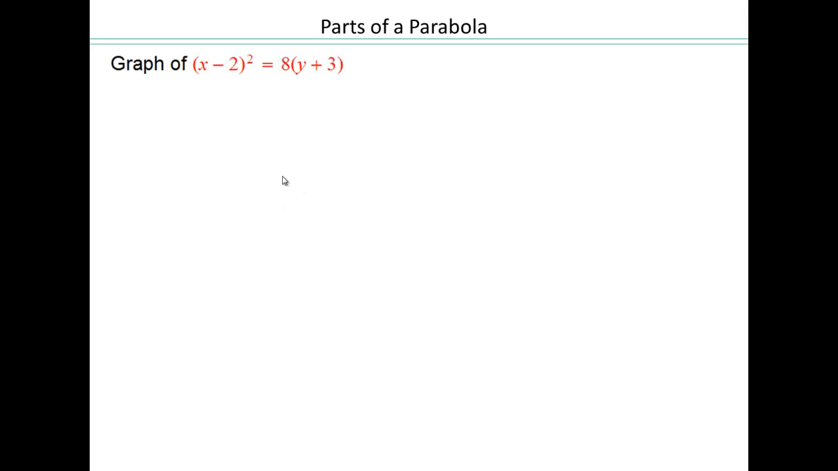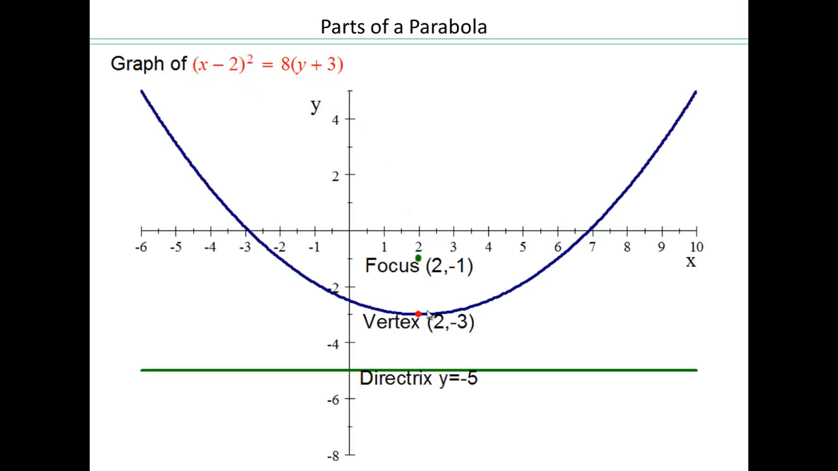All right, let's take an example and look at all the different parts of a parabola from this equation that we have. (x - 2)² = 8(y + 3). This is already in the right format, so we can extract our vertex. The x coordinate for the vertex will be 2, and the y coordinate will be -3. So our vertex is (2, -3). This number here, 8, is our 4p. So 4p is 8, which gives us p is 2.